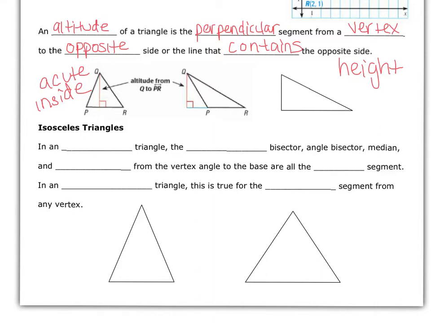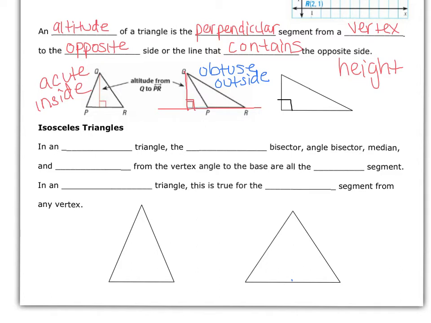Now, when you have an obtuse triangle, the altitude actually lies on the outside. So see what happens, since we're starting up here at Q and that we have to drop straight down, this actually is not a side of a triangle, but it's dropping straight down to the line that does contain the opposite side. So that's what that second part of the definition is referring to, is that if you were to extend this side out as a line, that altitude would be perpendicular to the line that contains that side.